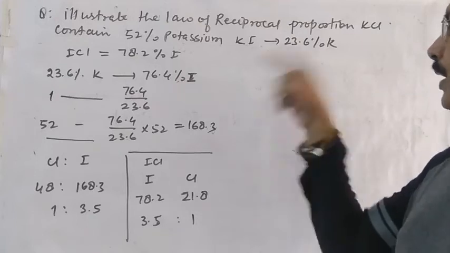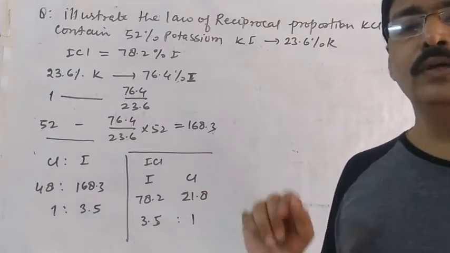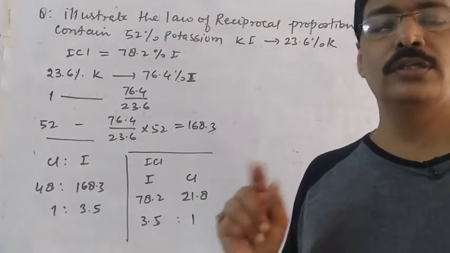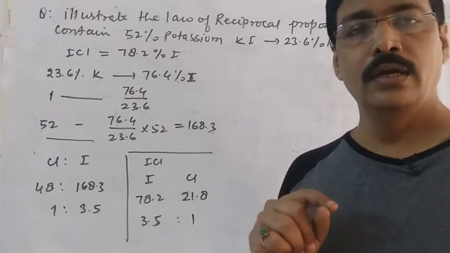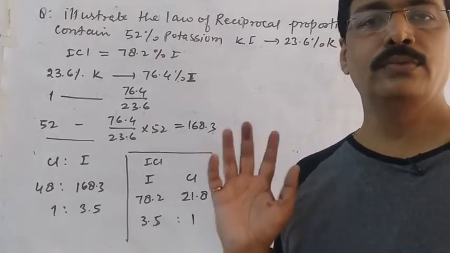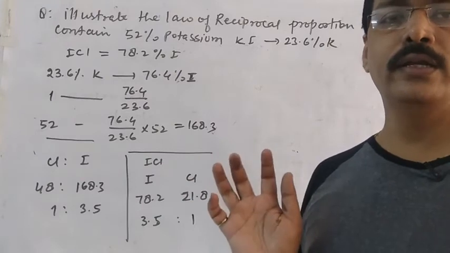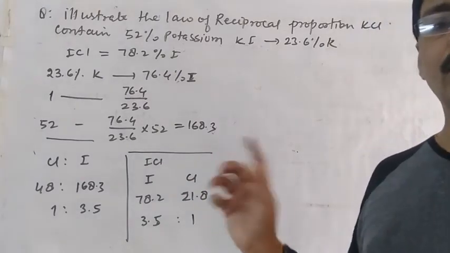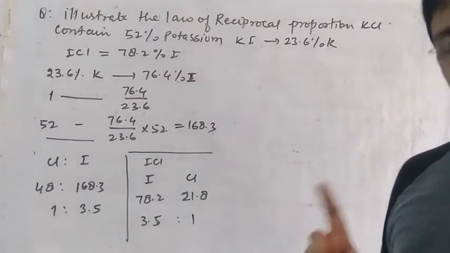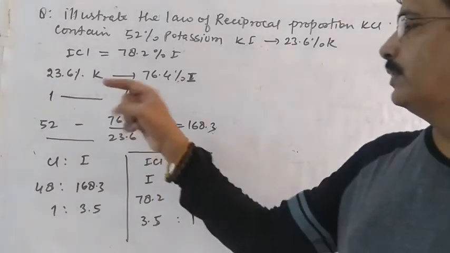So here we take the common weight of potassium because it is common, it behaves as A. So because potassium is common, we took its weight as constant. Clear? And then we checked the combination of I and Cl. Now see it.